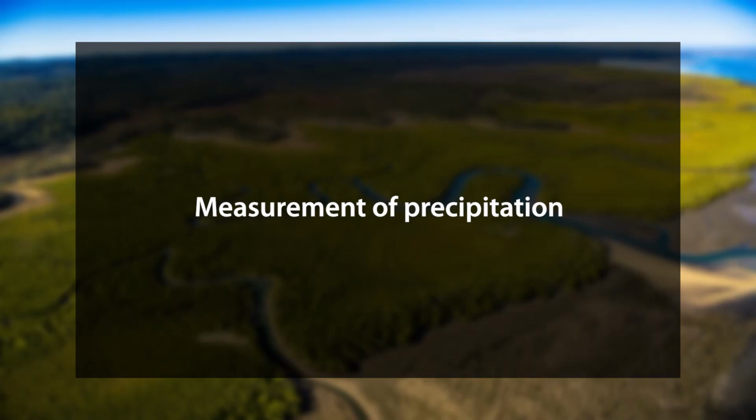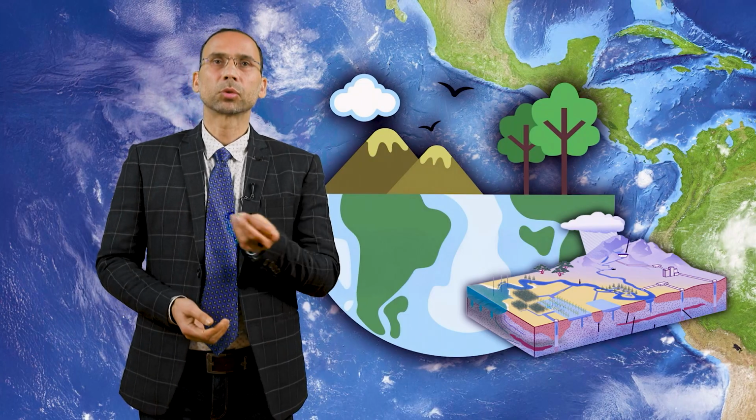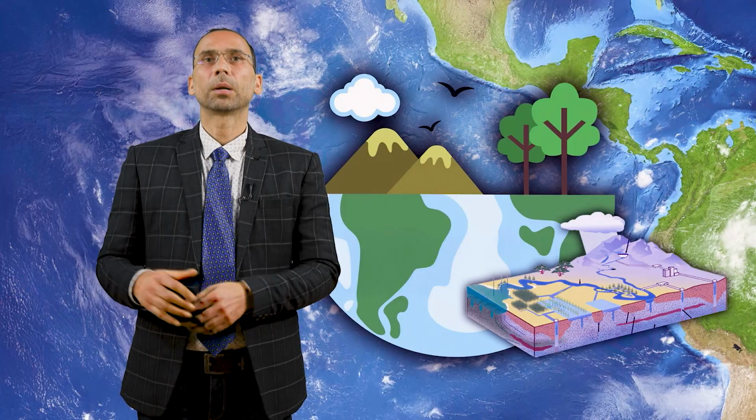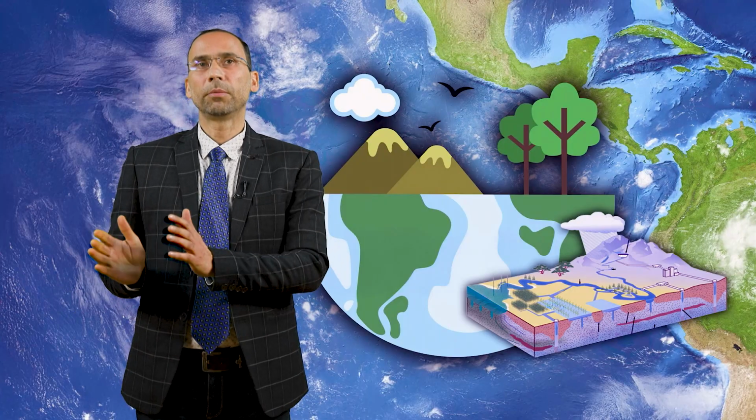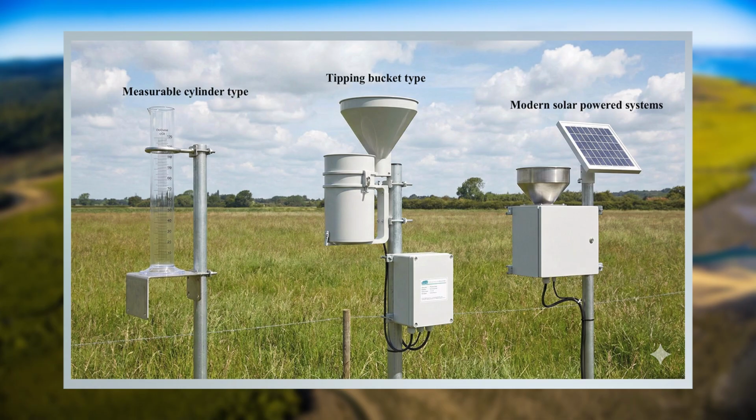Measurement of precipitation. Precipitation, either rain, snow, hail or mixed, is measured by various instruments. Common ones are the rain gauges, which may be simple measurable cylindrical tubes, tipping buckets or weighing gauges.